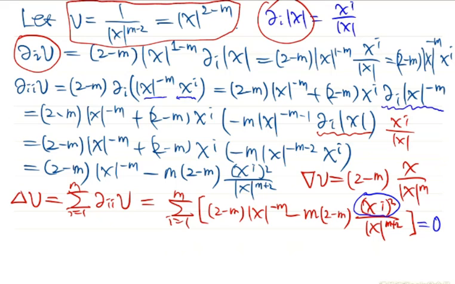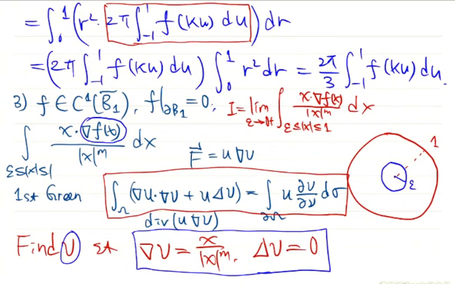We have this function v, whose Laplacian is 0, and whose gradient is a constant multiplying x over the norm of x to the power m. This is just what we want: a function whose gradient is x over the norm of x to the m, and whose Laplacian is 0. So we substitute our f as u, and this v, into the first Green identity. So we obtain the result.